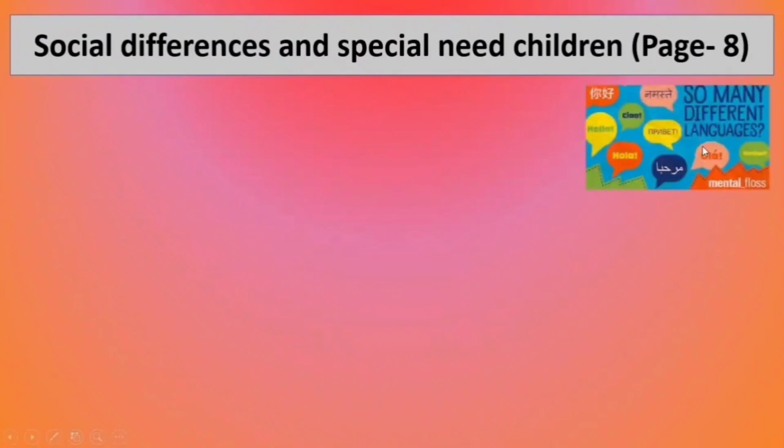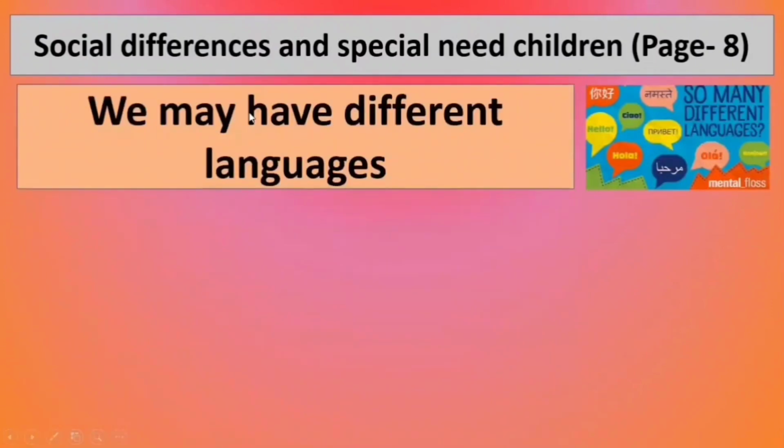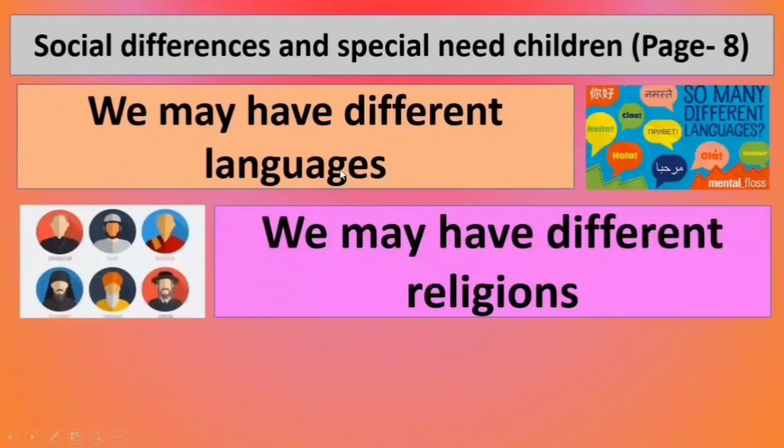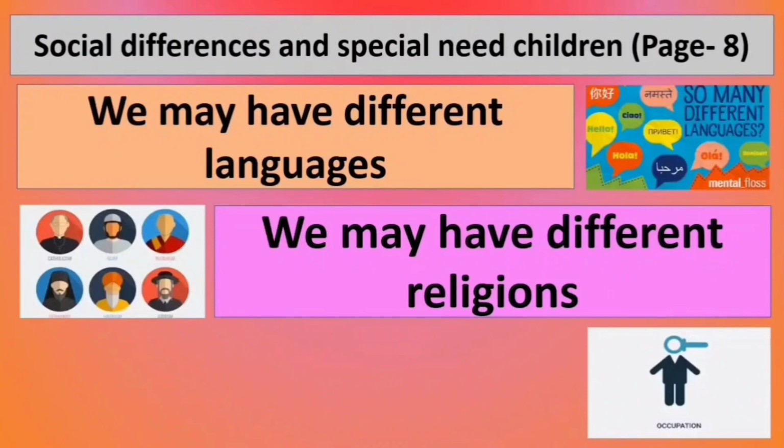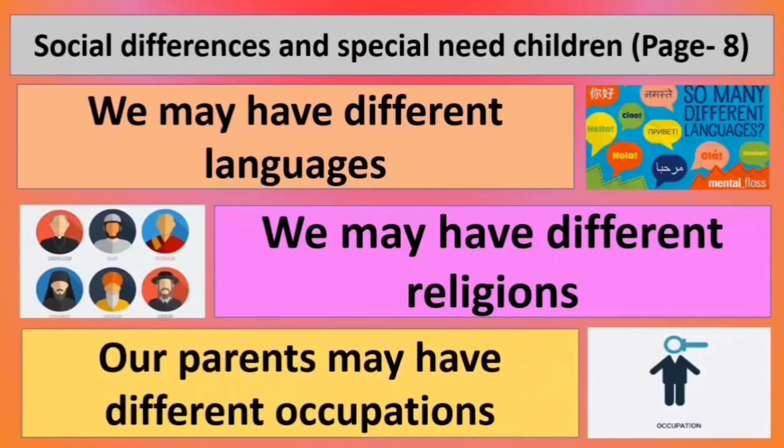Now we will learn about the social differences and about the special needs children. So open your book, page number 8, students. Okay, so see a picture. Can you guess something? Yes, we have different languages. Again, we may have different religions. Yes, again, there are people from different occupations. Yes, our parents may have different occupations. So all these types of people are living in our society.